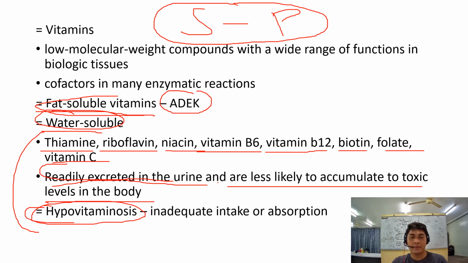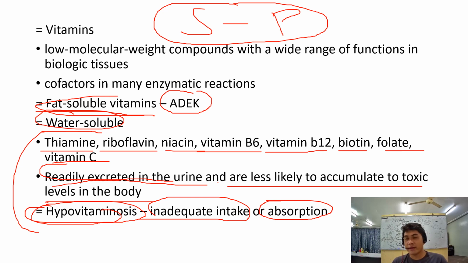When we talk about hypovitaminosis, the usual cause is inadequate intake of a particular micronutrient or vitamin, or there is a problem with absorption. So there is malabsorption syndrome, or a problem with your gastrointestinal tract. For our body to maximize the nutrients from our food, we need a healthy gastrointestinal tract so that we can harness all the nutrients from our food. So remember, the causes of hypovitaminosis are inadequate intake or a problem with absorption.